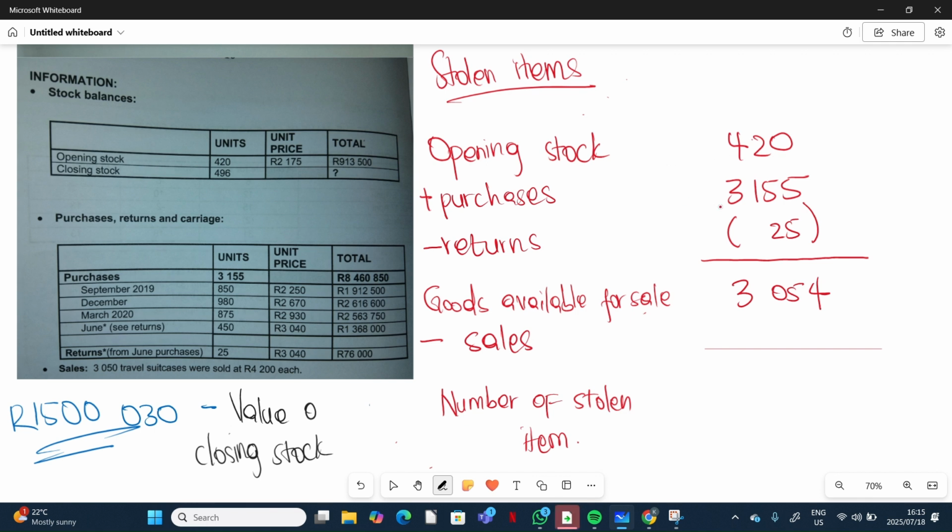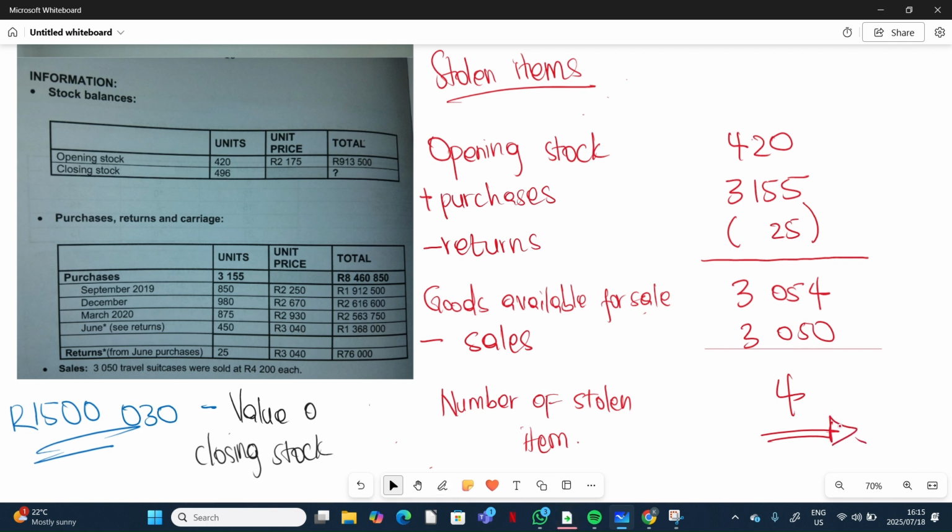So meaning from the opening stock and what we purchased, that's the stock that we could have sold. That's the stock that we had before we even sold anything. But now, how many did we sell? We only sold 3,050. So obviously, if we sold 3,050, how many do we have left? We have four left. We have 4 units left.